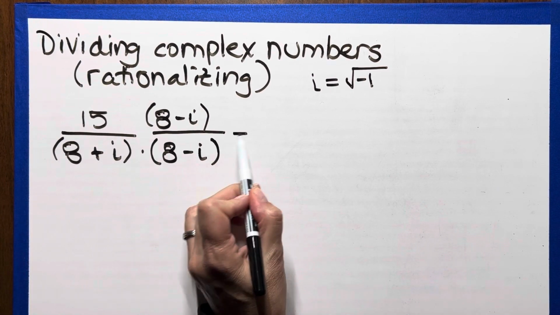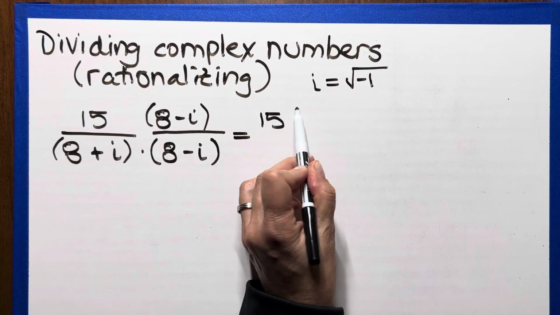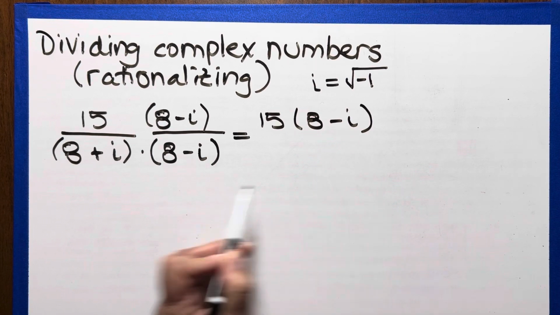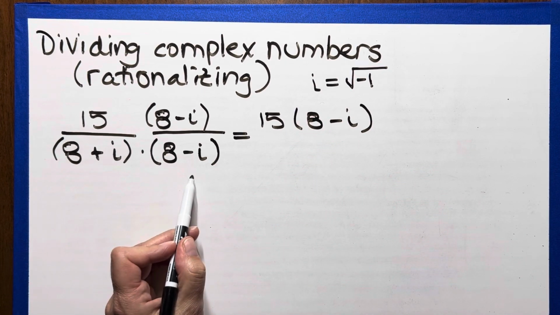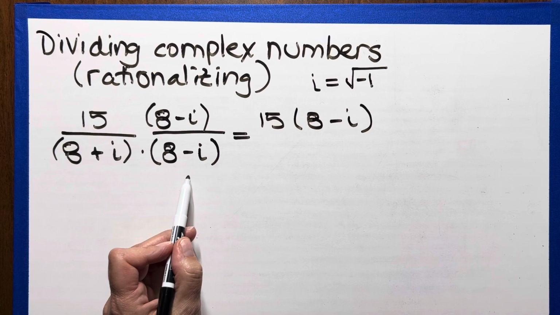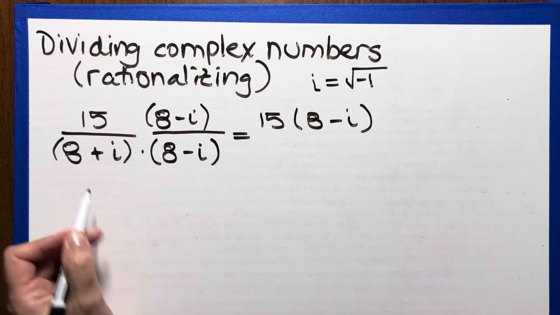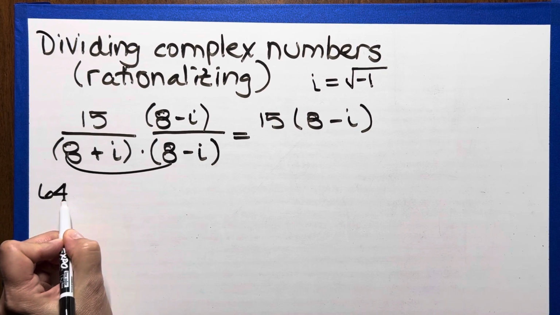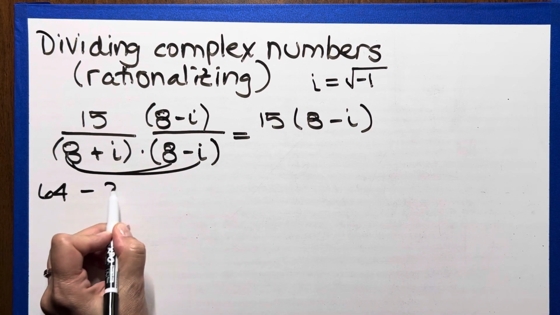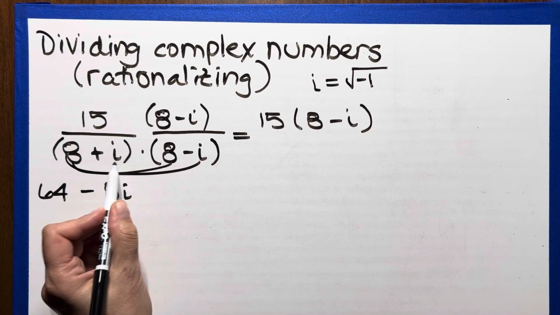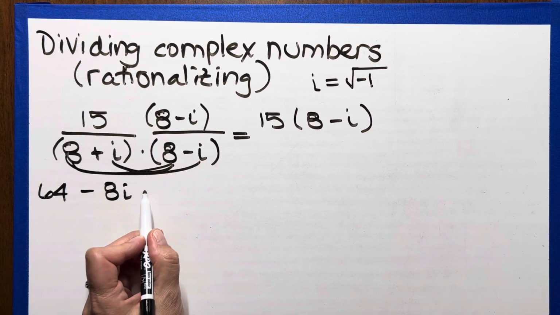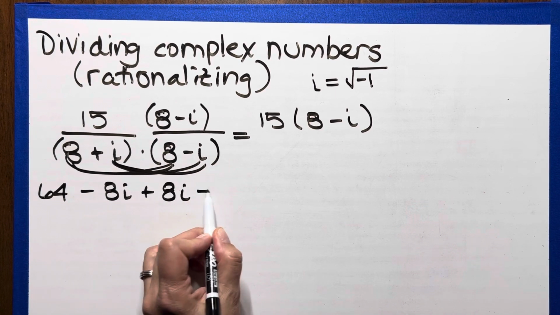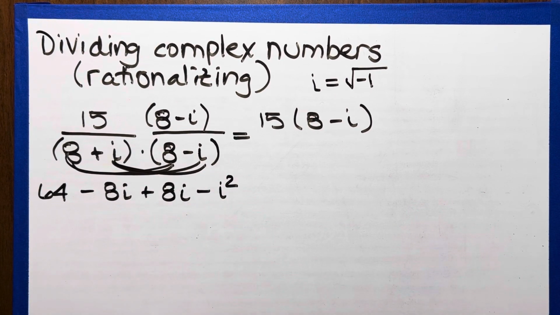So for now, let's just hang on to our numerator and leave that 15 times the quantity 8 minus i. We're going to do some foiling down here in our denominator to see what happens with the imaginaries. So I've got 8 times 8, which is 64. 8 times minus i, which is minus 8i. Now this positive i times 8 is plus 8i, and then i times negative i is negative i squared.